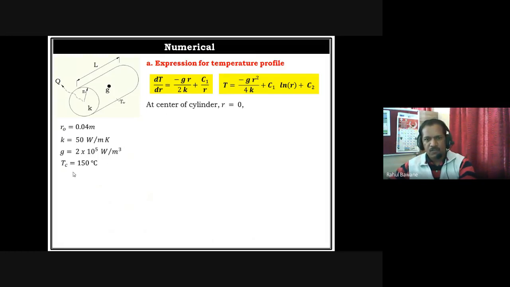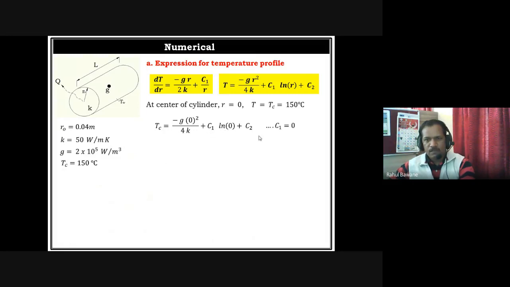Why the center condition? Because the temperature at the center is given, so we know the temperature at the center. So at the center, when r is 0, the temperature becomes Tc and its value is 150. We will apply this condition to our temperature equation. So T becomes Tc when r becomes 0. So it is minus g 0 square upon 4k plus C1 ln of 0 plus C2. We are not interested in the value of ln of 0, but we know that C1 is 0, so the whole thing becomes 0.